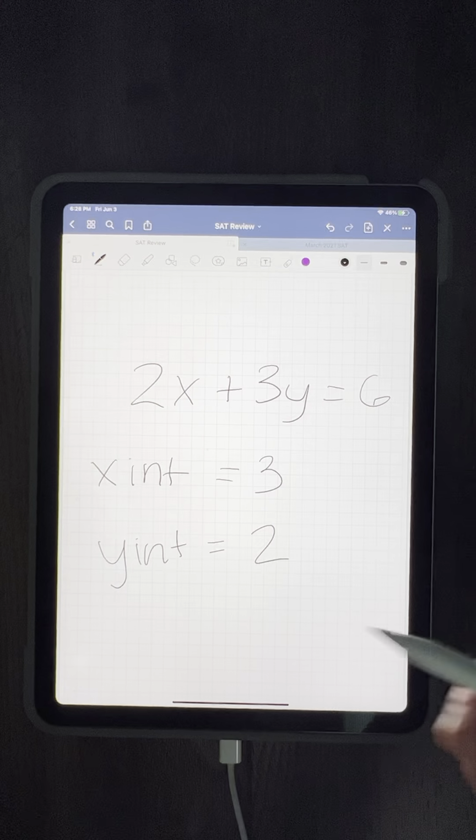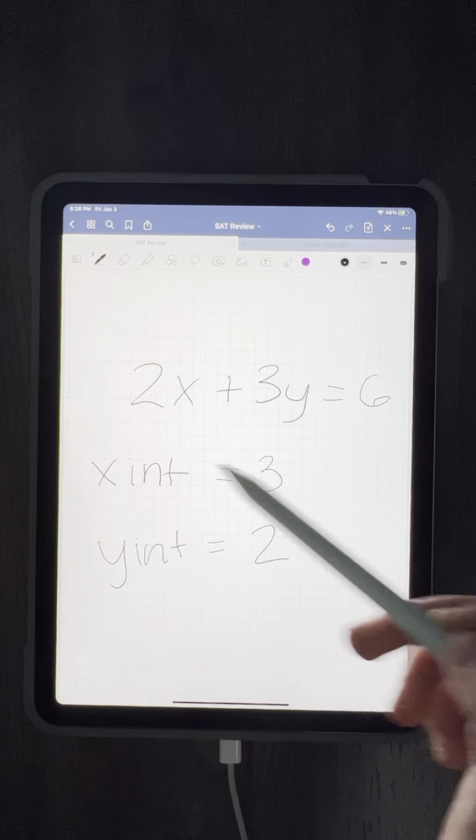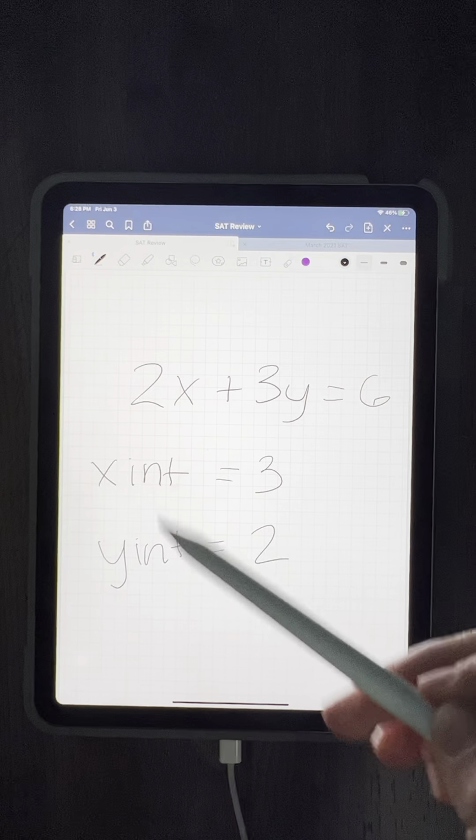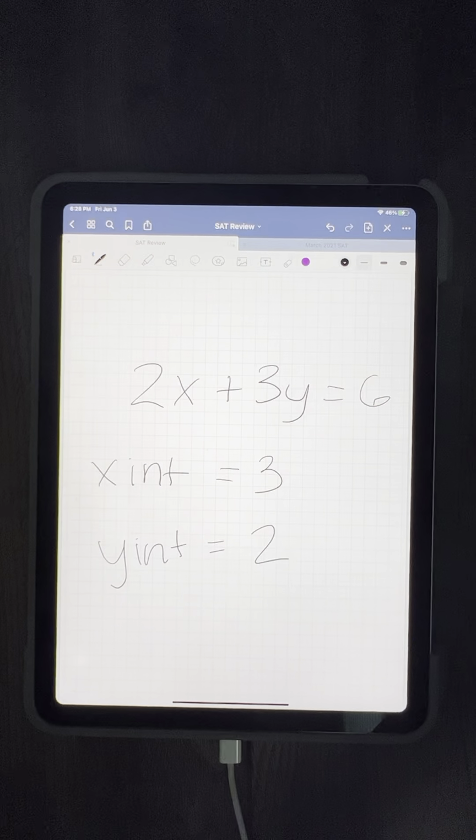The actual reason that it's like that is because when you find your x-intercept, y equals 0. When you find your y-intercept, x equals 0. But you don't really need to do that. You can just cover the entire thing with your hand or whatever you want, or just cross it out.